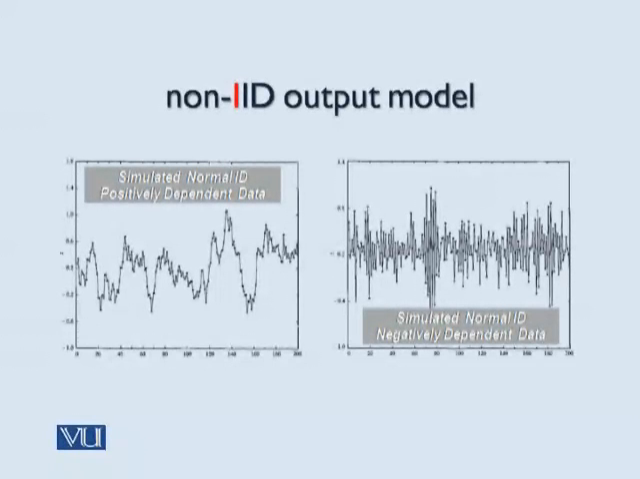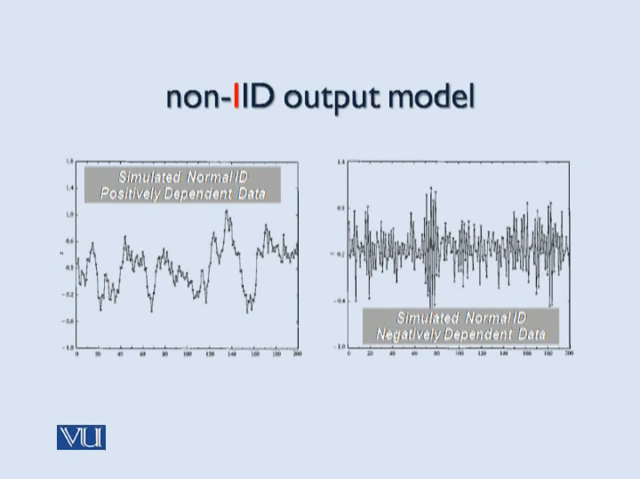So you can see on the slide two graphs. The graph on the left hand side is a simulation from a normal, identically distributed, positively dependent data. So you have some identical distribution that is consistent throughout time. But then you also have some dependence. You see that on the left hand side graph, closer values are closer together. It's not like the graph we saw earlier for the IID random variables.